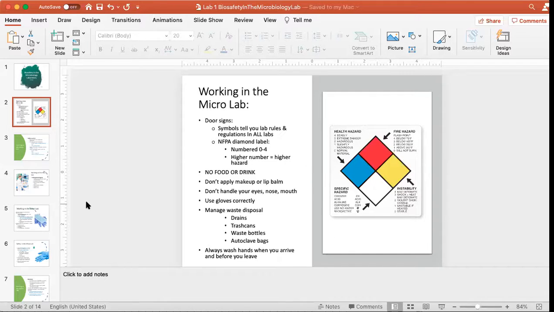Now, outside of these door signs and this labeling, there are also some things that may or may not be posted on the door, depending on where the laboratory is. But these are also considered universal for all laboratory spaces. And I have them listed here on the left-hand side. No food or drink in laboratory spaces. All right, this is universal. You are not to bring food or drink into laboratory spaces.